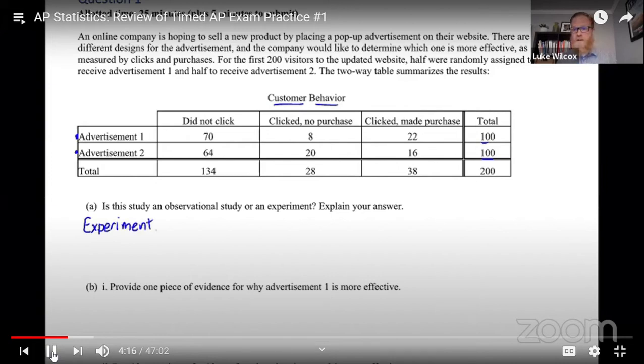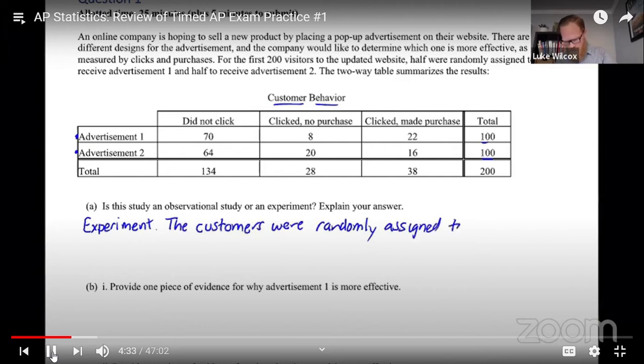And then we need to provide a good reason for why it's an experiment. So we're going to say this is true because the customers were randomly assigned to a treatment. And then we're going to be specific about what those treatments are here in the context of the problem. A treatment of advertisement 1 for one of the groups, or advertisement 2 for the other group.